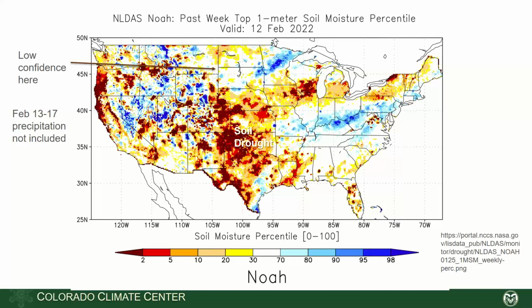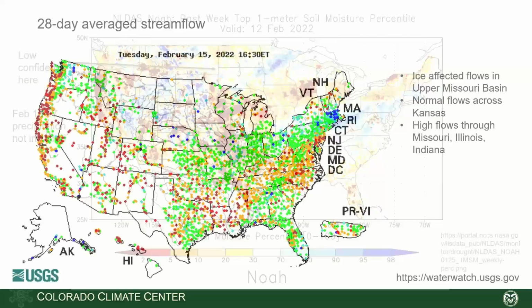One thing that Doug pointed out is that this depiction of soil moisture may be a bit too optimistic, with not showing below normal soil moisture across parts of eastern Montana, as well as the western portions of North and South Dakota. And I certainly agree with that. So maybe a little bit lower confidence in this depiction in that region where we do have long-term drought. And so soil moisture may be lower than what's being reported here.